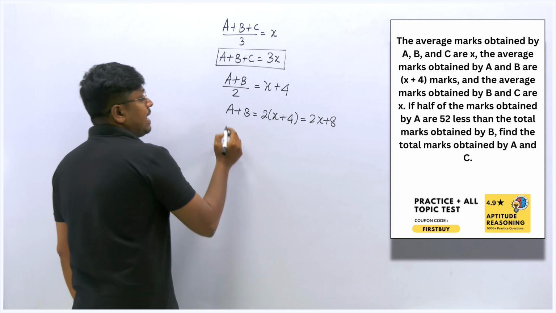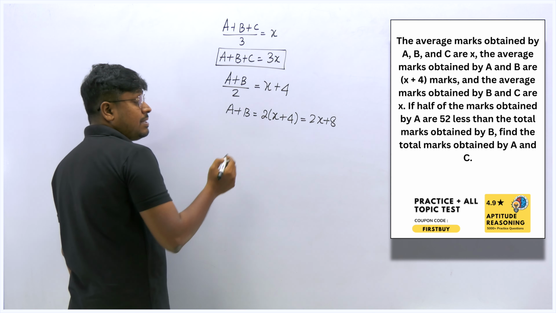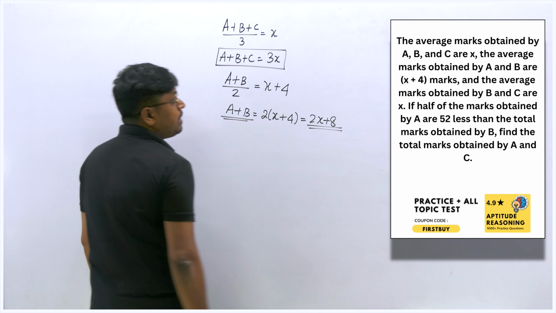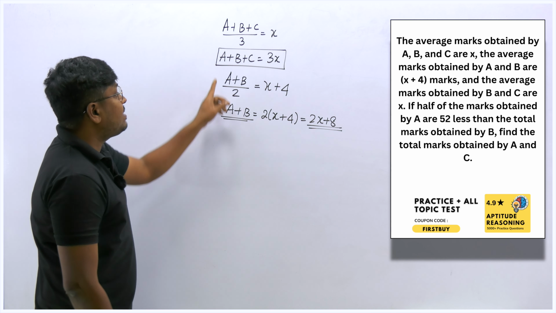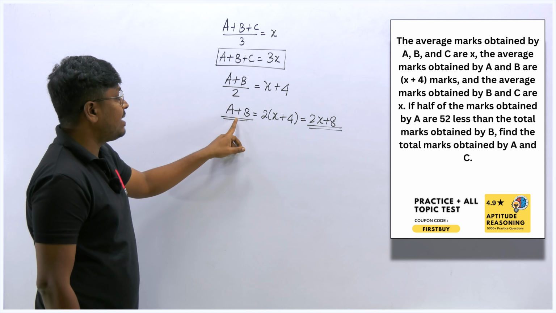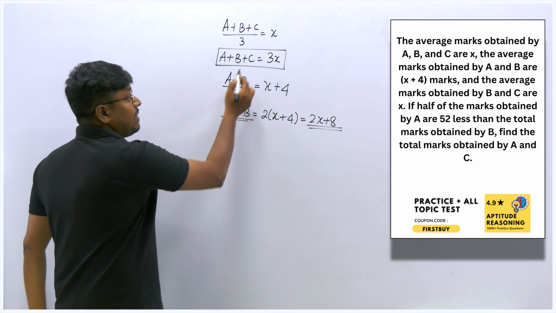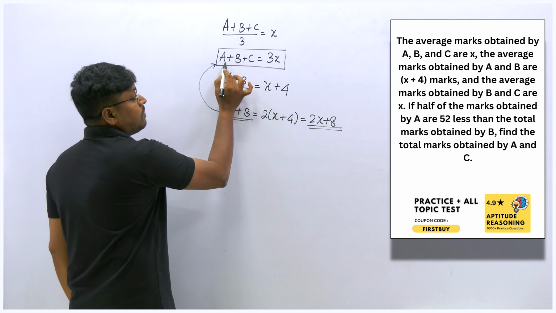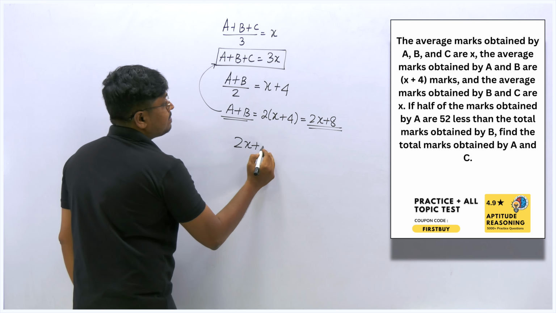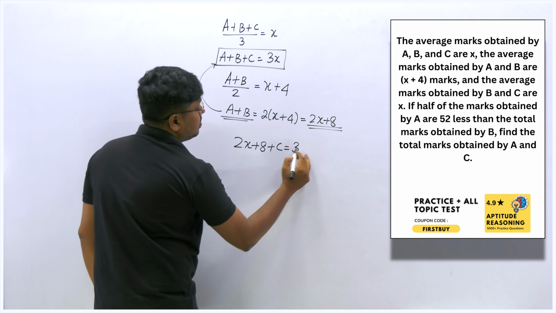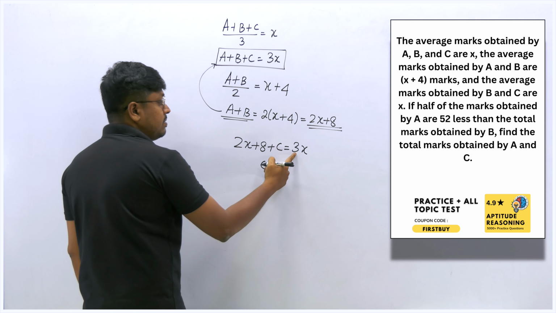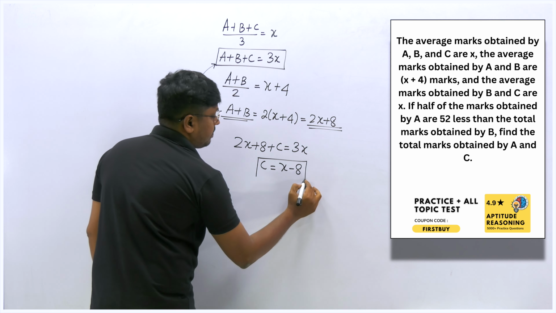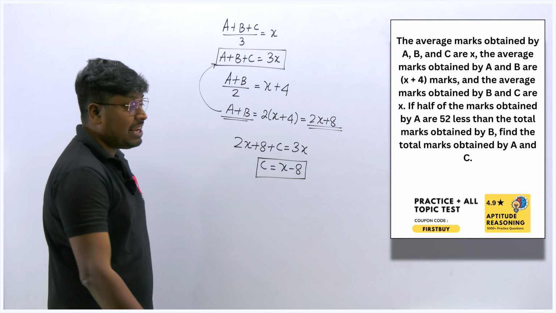So 2X plus 8 will be the total mark that is obtained by A and B. So A and B will be 2X plus 8. I think we can substitute 2X plus 8 instead of A and B so that we can get the value of C. So if you substitute, the resultant will be 2X plus 8 plus C is equal to 3X. So C is equal to 3X minus 2X minus 8, which will be X minus 8. So X minus 8 will be the value of C.